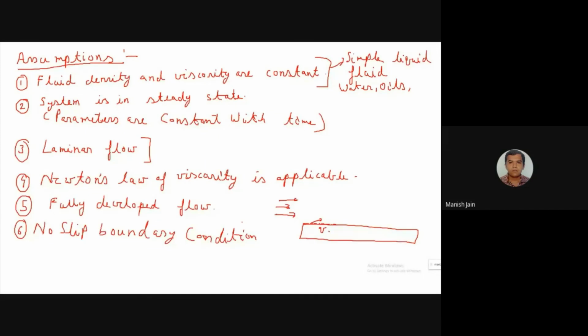No slip boundary condition. I have already told you what the no slip boundary condition is. Whenever the flowing fluid comes into contact with the solid body, the velocity of the adjacent layer which comes into contact with the solid body is the same as the velocity of the solid surface. Okay, that is called the no slip boundary condition. That means there is no slip between the fluid and the solid body. The solid body and the fluid become locked together. Okay, so we will take the no slip boundary condition as the assumption.